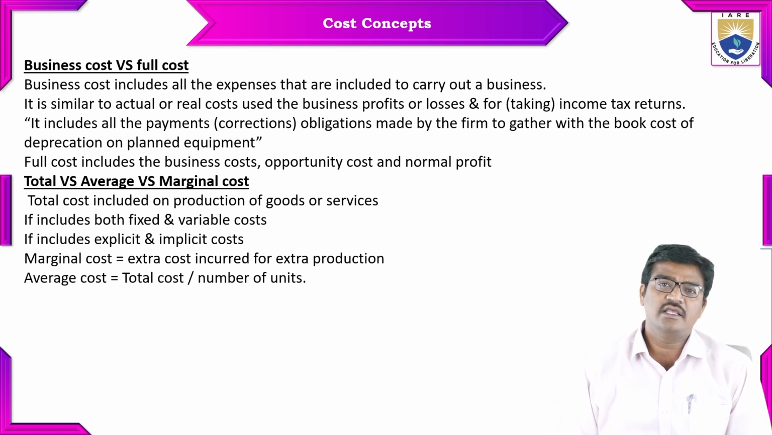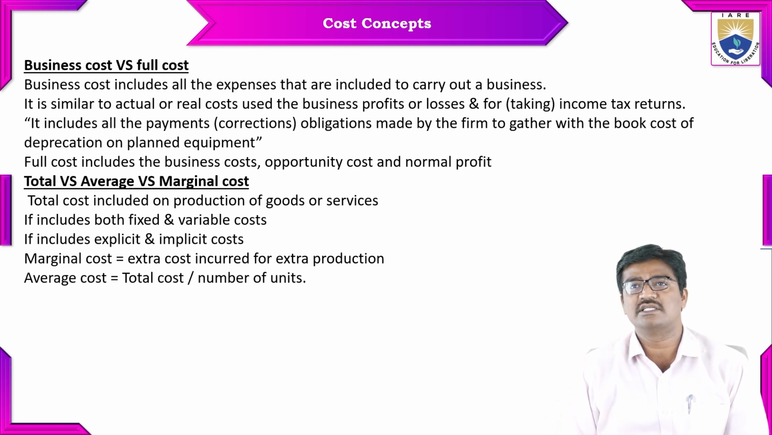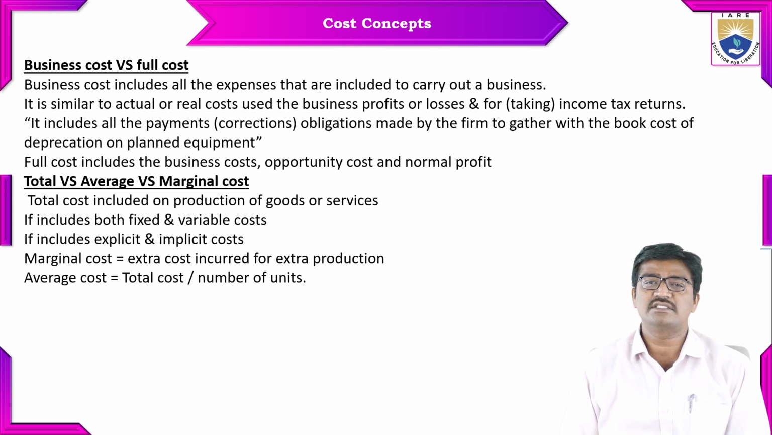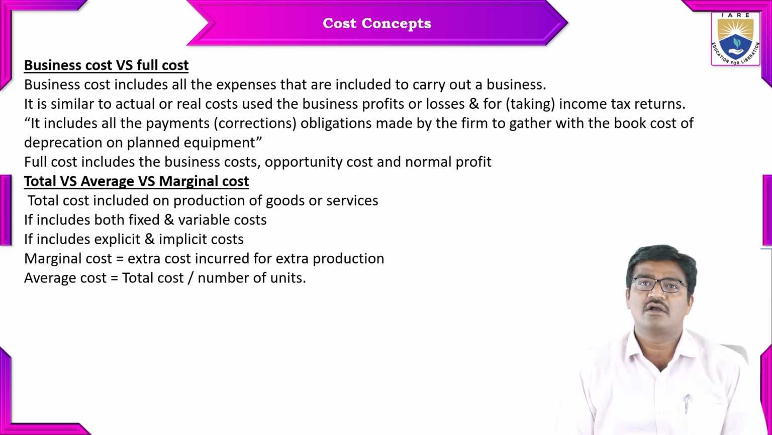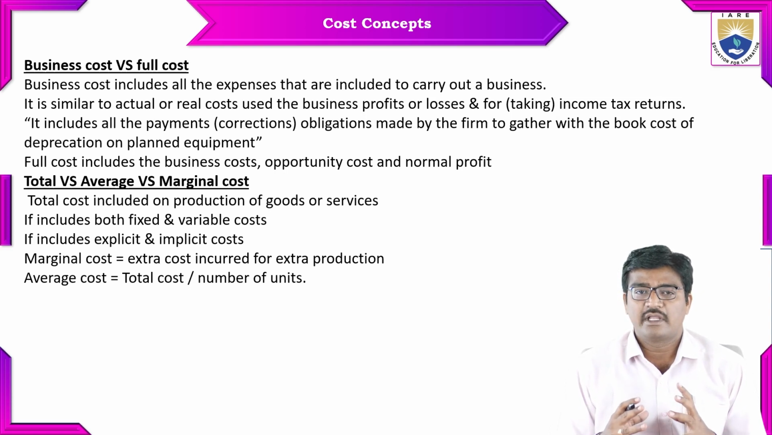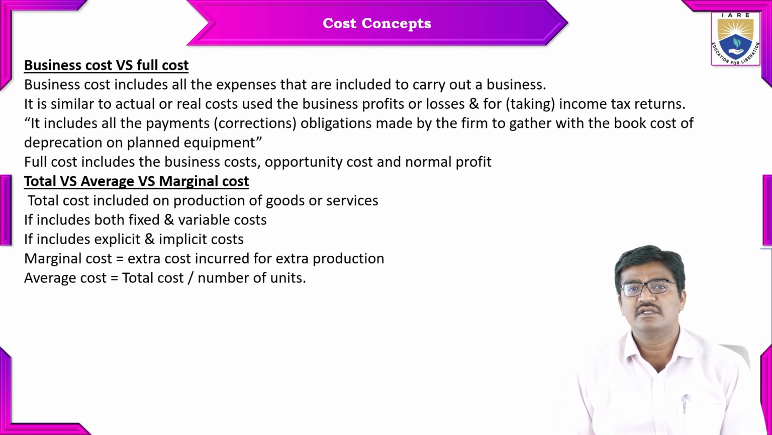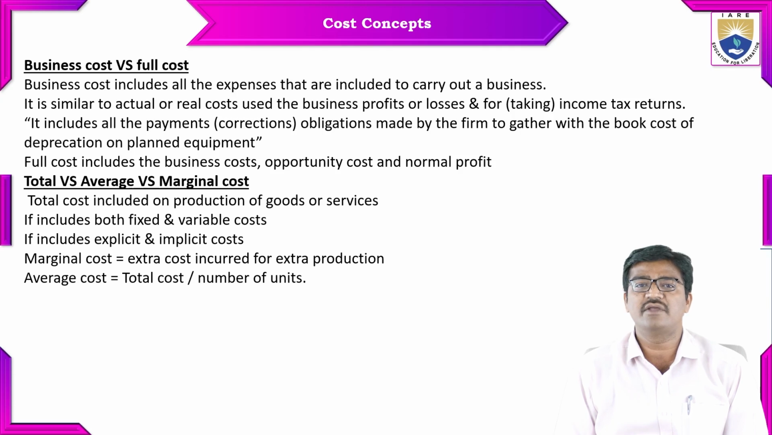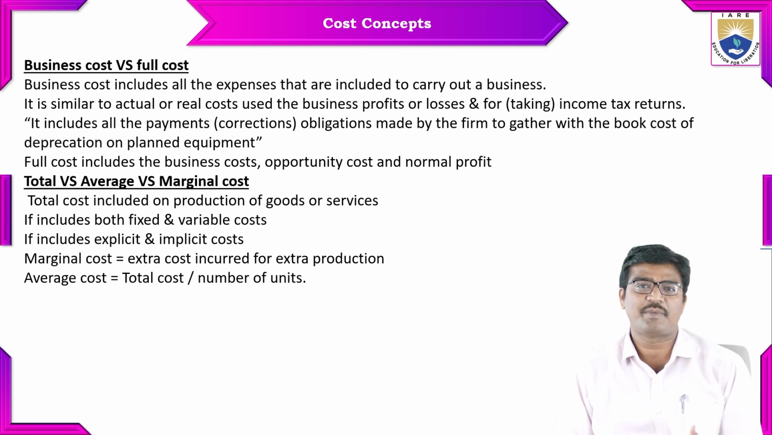In business economics and financial analysis, costs are differentiated into various types. First one, business cost versus full cost. Business cost is the total amount of expenditure incurred for carrying out all the business activities. To run a business, you need to perform different kinds of activities, like purchasing the raw material, processing it, packing it, delivering it to the shops, and maintaining a distribution channel.